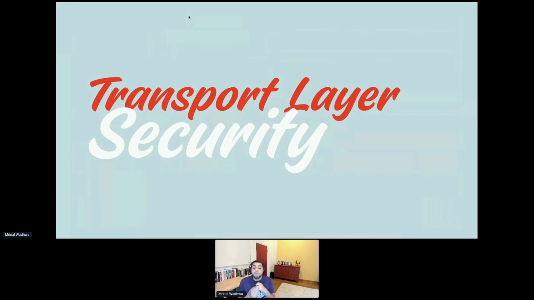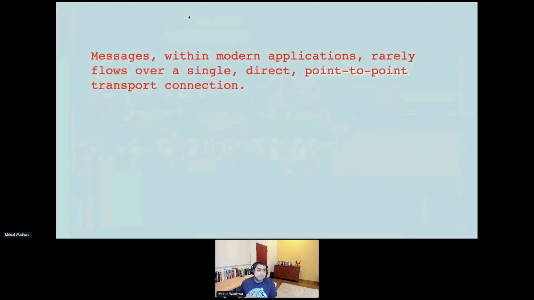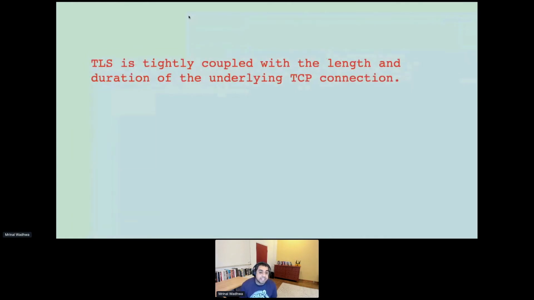tampering and snooping of messages, which is TLS or SSL, because the Erlang package is still called SSL, but that's an old name for TLS, or transport layer security. And that's our primary tool in modern systems to protect from message tampering and ensuring data integrity and confidentiality of messages. But the problem is, messages within modern applications rarely flow over a single direct point-to-point transport connection. And TLS is tightly coupled with the length and duration of the underlying TCP connection.